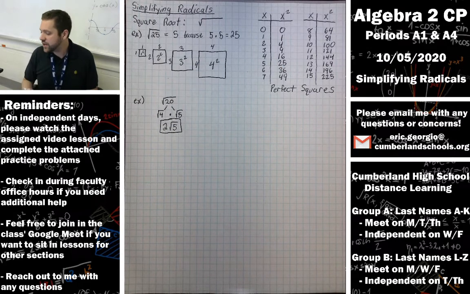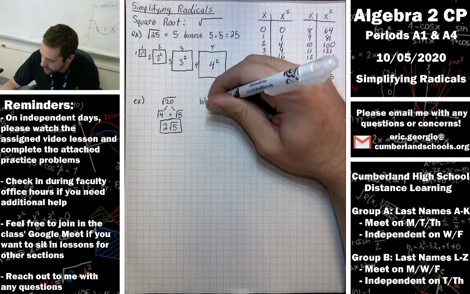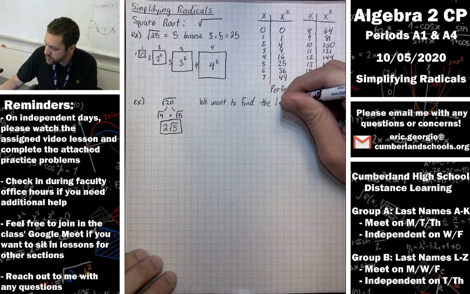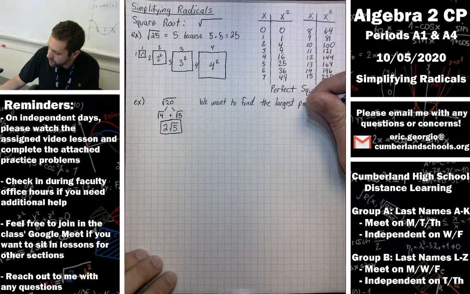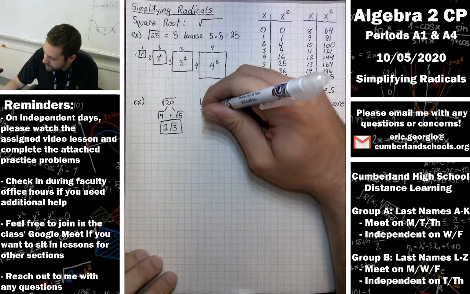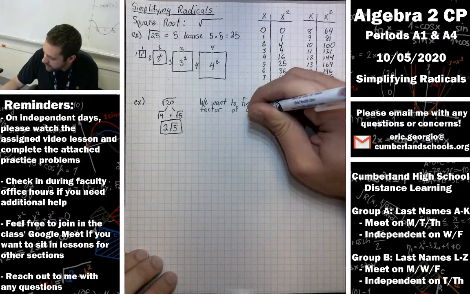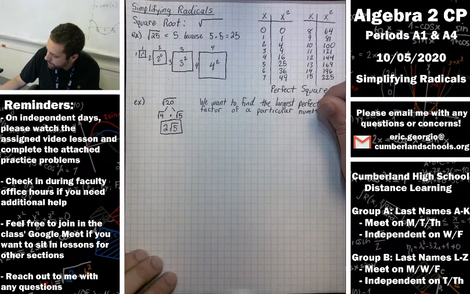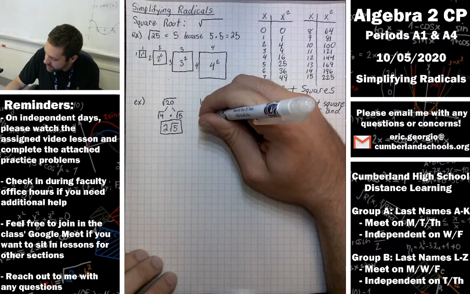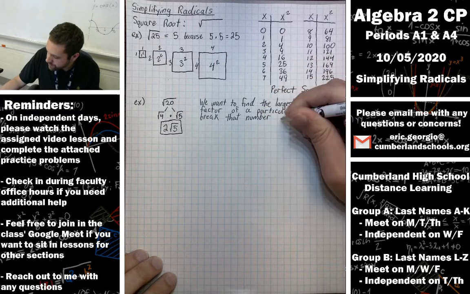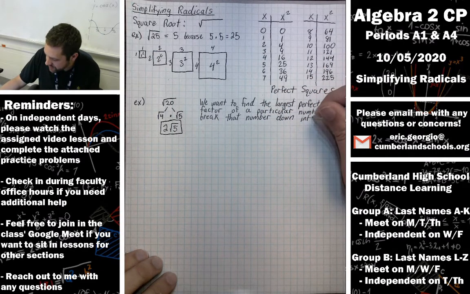decimal. And in general, when we're trying to break down any number like this, what we want to do is find the largest perfect square factor of a particular number and break that number down into its factors.